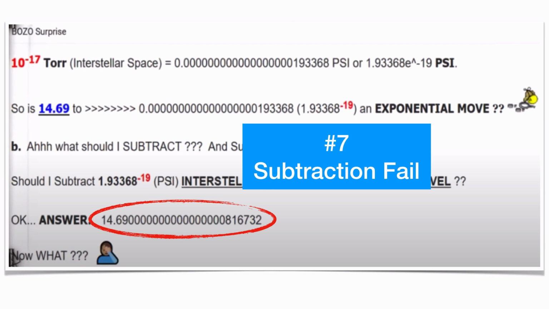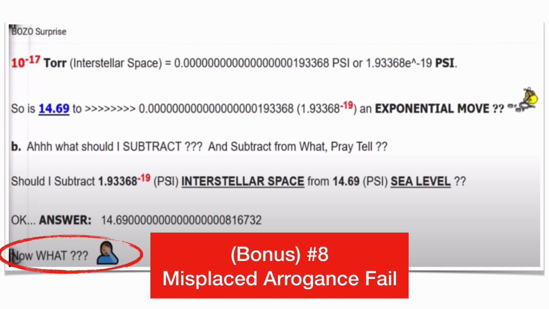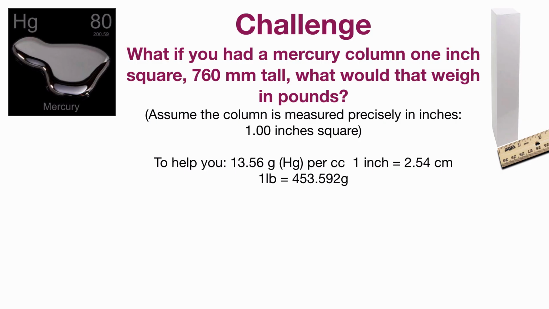All right. Now I added a bonus one. Now what? Misplaced arrogance. Now what? Oh, goodness. With a little face palming emoji, right? All right, let's move to our next section.